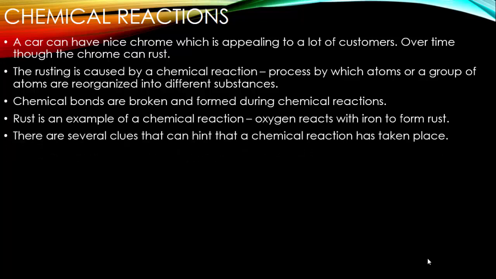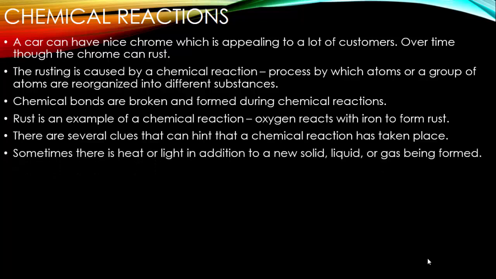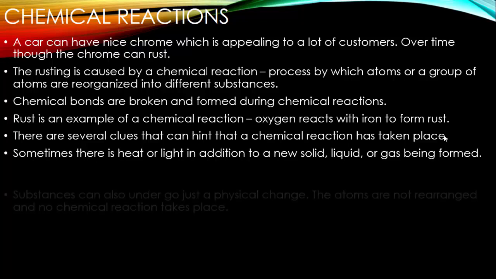Now, there are several clues that can hint that a chemical reaction has taken place. Sometimes there is heat or light in addition to a new solid, liquid, or gas being formed. This rust that forms is a new solid. It didn't exist with iron or oxygen. It is a chemical reaction of iron and oxygen that creates rust.